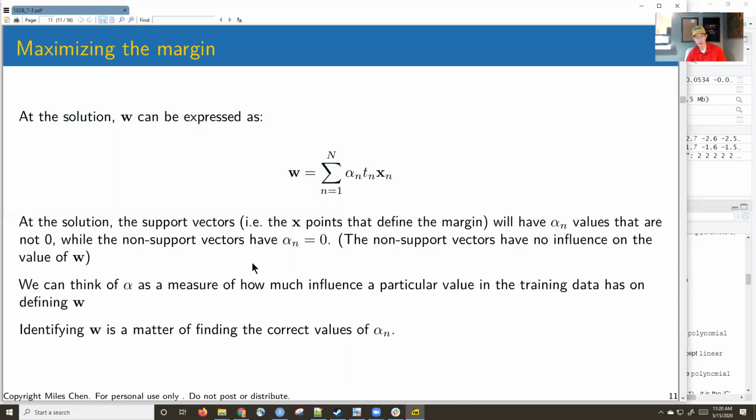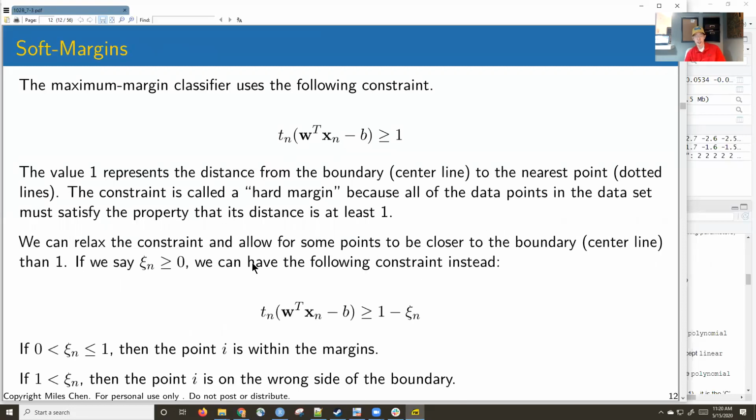So identifying w is a matter of finding the correct values of alpha, and apparently that can be done via quadratic programming, okay? Also on Monday, I talked about this idea of soft margins, okay? And the maximum margin classifier uses what we call a hard margin, in that when we do it, we say all the points have to be correctly classified. We're going to pick the boundary that's going to correctly classify all of the points. We're not going to allow any points to come into the margin or be classified wrong, okay?